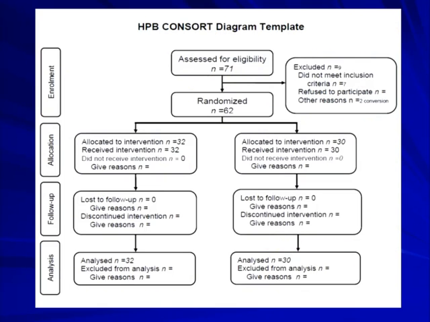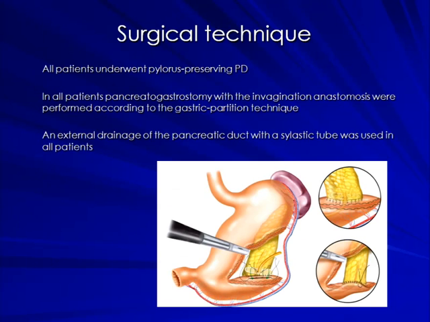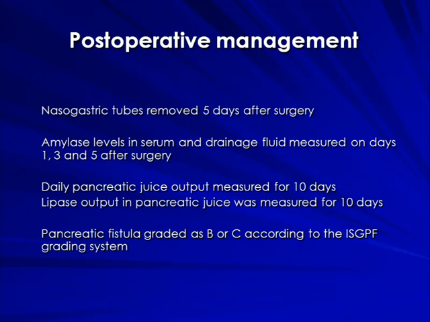In the CONSORT diagram, 62 patients were eligible for the use of octreotide or placebo. All patients were operated on using the technique of pancreatogastrostomy with invagination anastomosis and an external drainage of the pancreatic duct with the elastic tube we use in all patients.